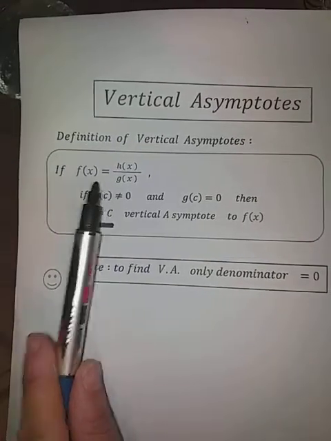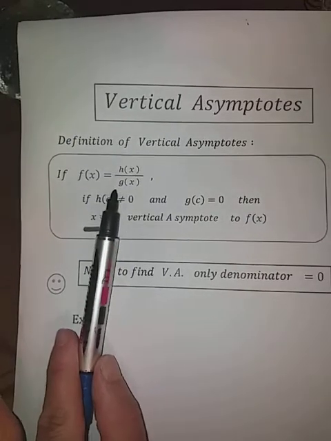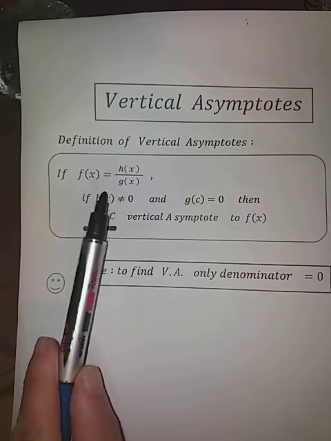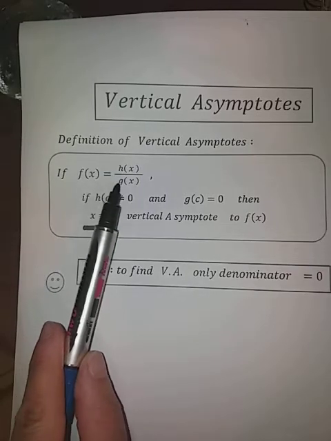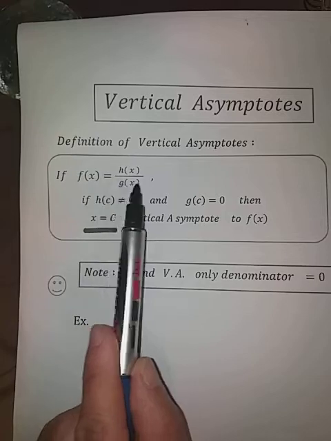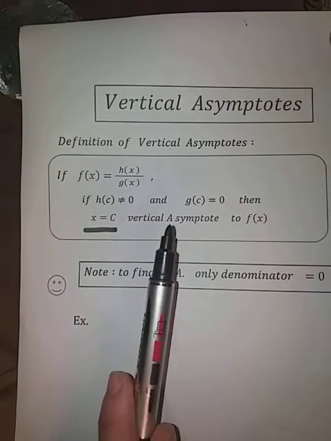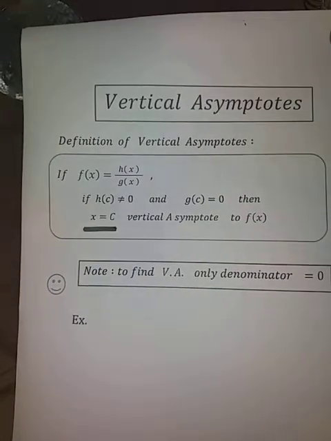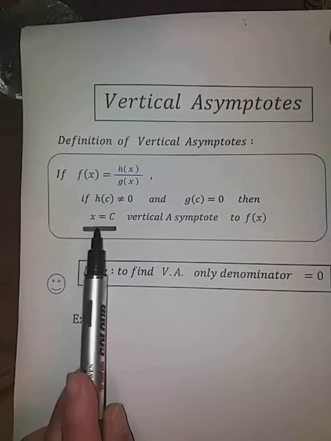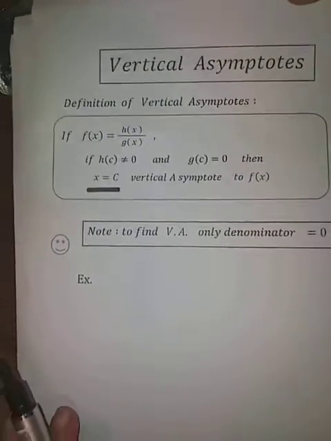Vertical asymptote: if we have a rational function, polynomial over polynomial, and the denominator is equal to 0 and the numerator is not equal to 0, then you can say x equal to c is a vertical asymptote.